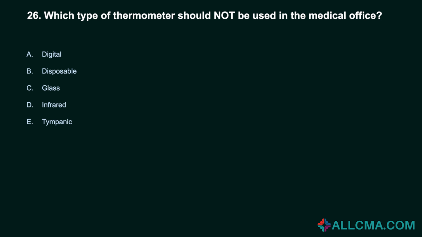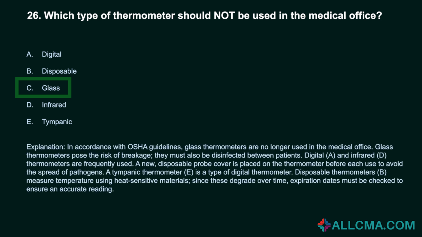26. Which type of thermometer should not be used in the medical office? A. Digital. B. Disposable. C. Glass. D. Infrared. E. Tympanic. Correct answer, C. Glass. In accordance with OSHA guidelines, glass thermometers are no longer used in the medical office.